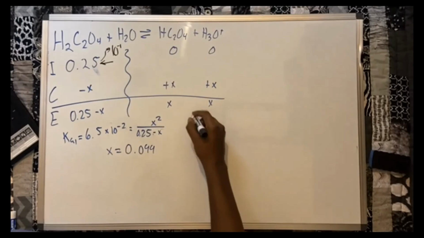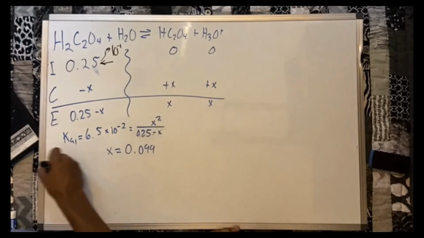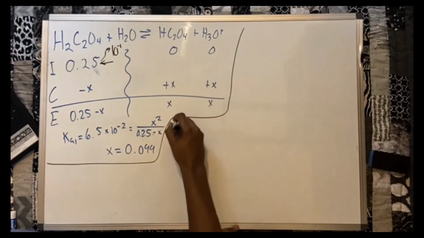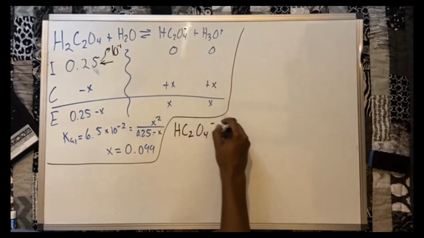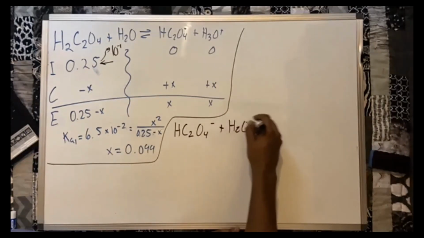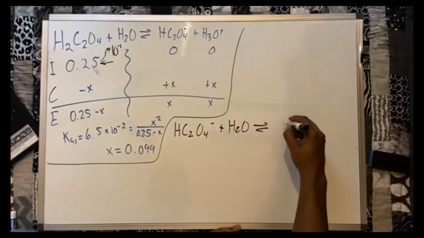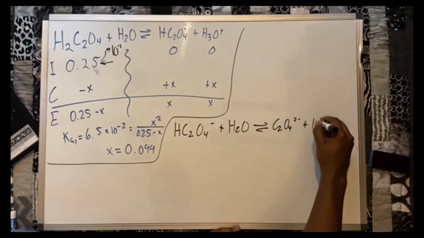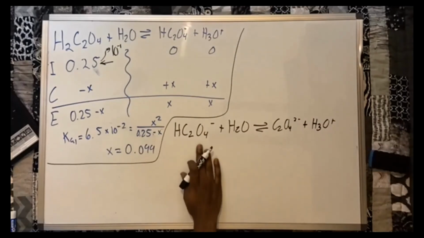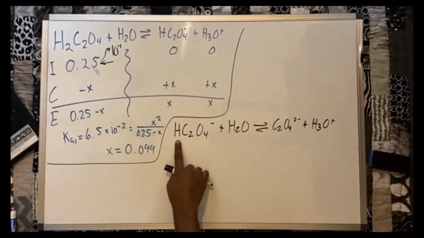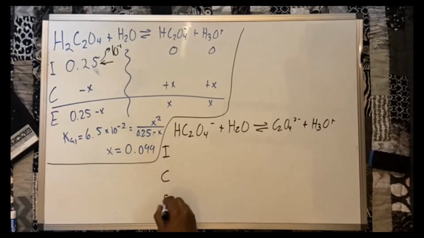So now I have another step over here. HC2O4 minus plus H2O goes to C2O4 2 minus plus H3O plus again. This is basically the same thing, but now I'm treating this as my acid. Doing the same thing, remove the proton. Now do it again.